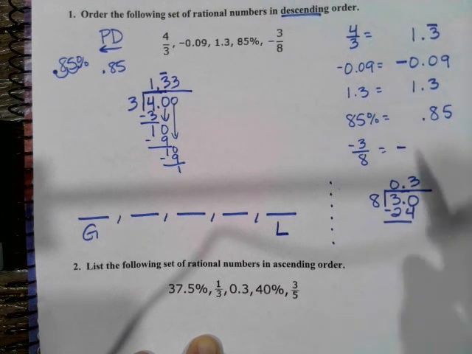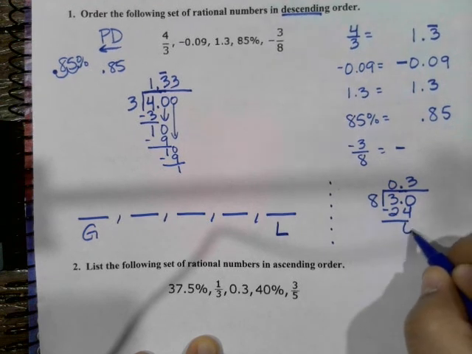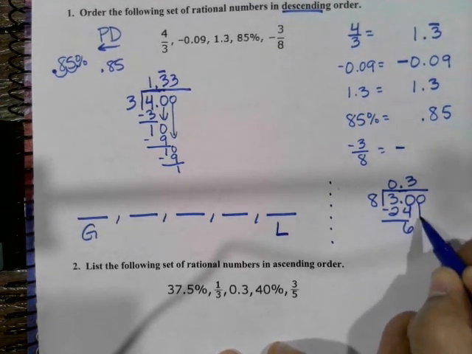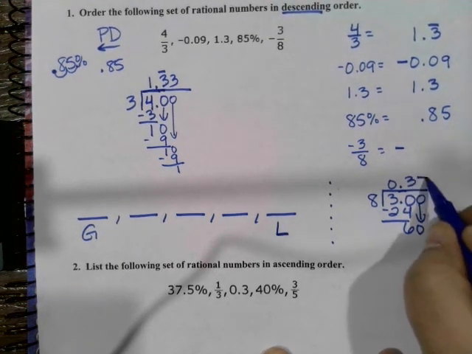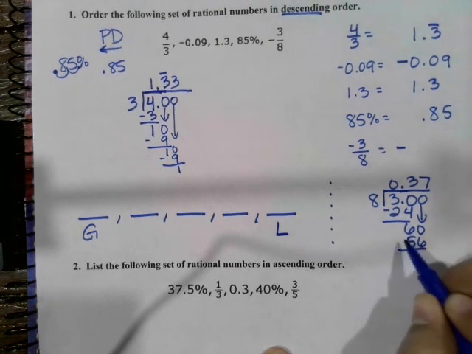Stop when you get to the top number. And how many was that? 1, 2, 3, 4, 5, 6. So when I subtract, I would get 6. All right, I'm going to add another 0 because I've got a remainder. 8 goes into 60 7 times. 7 times 8 is 56.